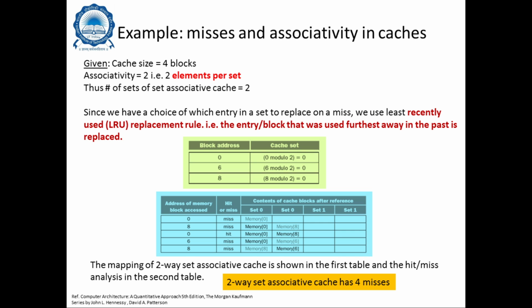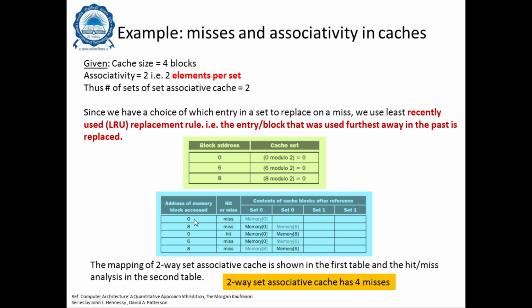So we have a block address of 0, so it is 0 mod the number of sets, which is 2, and that gives you 0. 6 mod 2 gives you 0. 8 mod 2 gives you 0. This 2 is specifying the number of sets, so it's block address modulo number of sets. Now again we redraw the cache structure. You have the memory references given here in the first column, then the hit or miss.